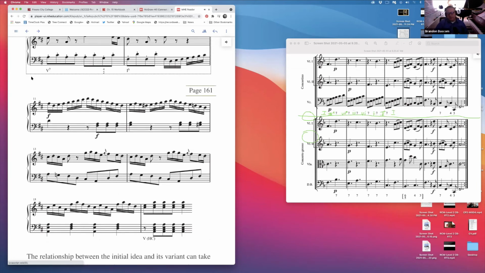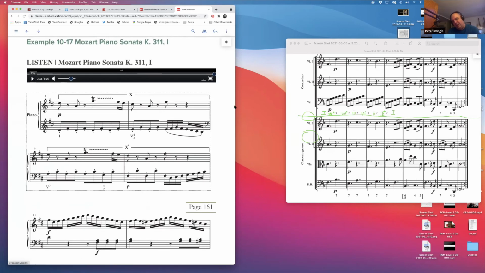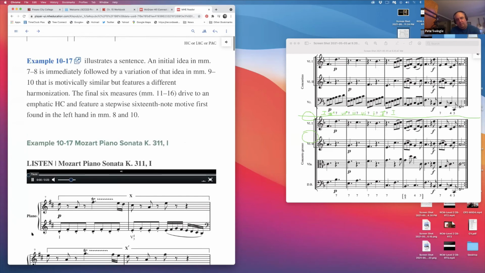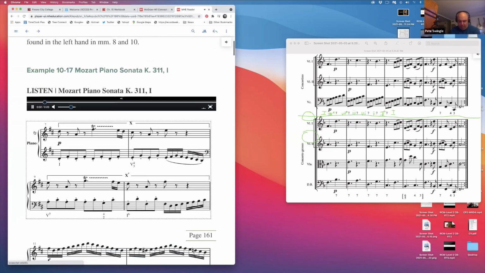Finally a half cadence. So there was a lot of fluff in there, wasn't there? So the sentence doesn't have a cadence. It does at the very end. Yes, it does. But I mean the first two, X and X prime, don't have cadences. Correct. The idea and the idea variant do not have a cadence. Example 10:17.